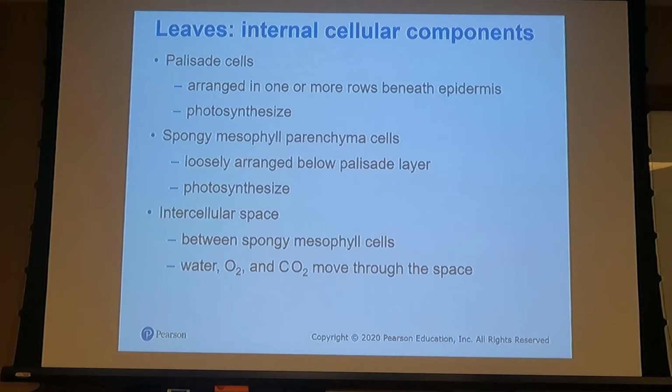And then finally we have the intercellular space, and this is how water and oxygen and carbon dioxide move within the plant. So we have palisade cells, we have mesophyll cells, and then intercellular space in these leaves.